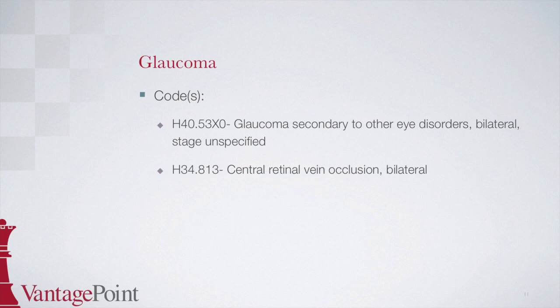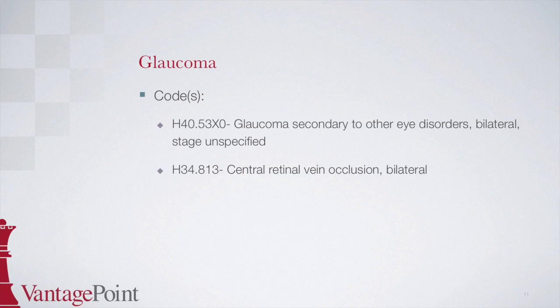Since documentation does not indicate the stage of the glaucoma, a 7th character of 0 must be used for unspecified stage. The 7th character of 4 for indeterminate stage is only to be used when documentation specifically states that the stage cannot be determined. As the code is only 5 characters in length, but a 7th character is required, an X placeholder is needed in the 6th character position. We know that we need another code as the instructional note in subcategory H40.5 states code also underlying eye disorder.